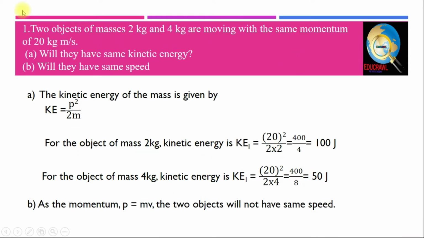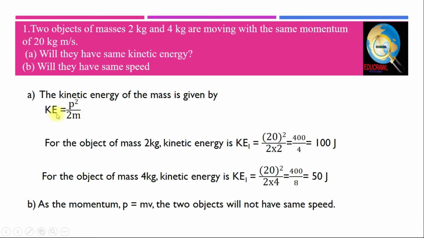The first problem. Two objects of masses 2 kg and 4 kg are moving with the same momentum of 20 kg meter per second. First, will they have the same kinetic energy? Next, will they have the same speed? These two we have to find. So first we will find the kinetic energy. The relation between kinetic energy and momentum.